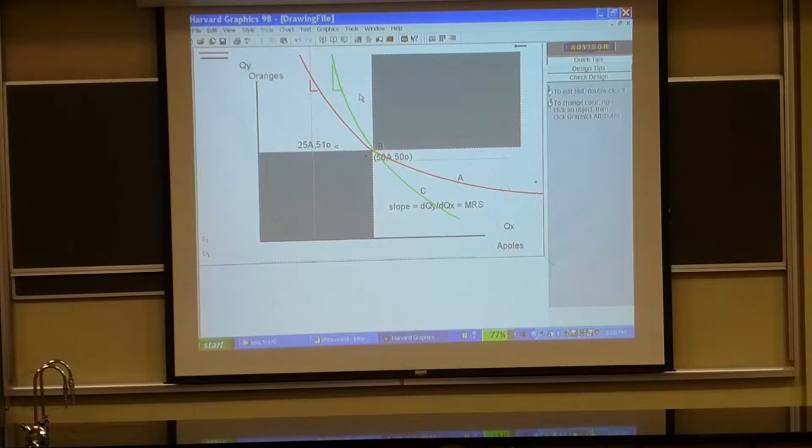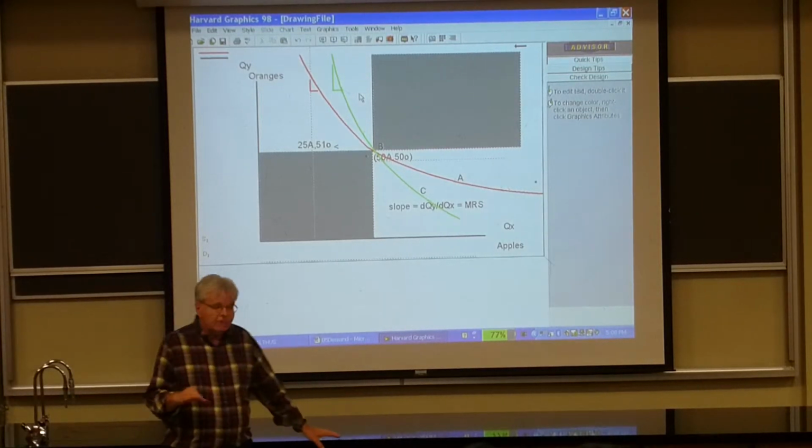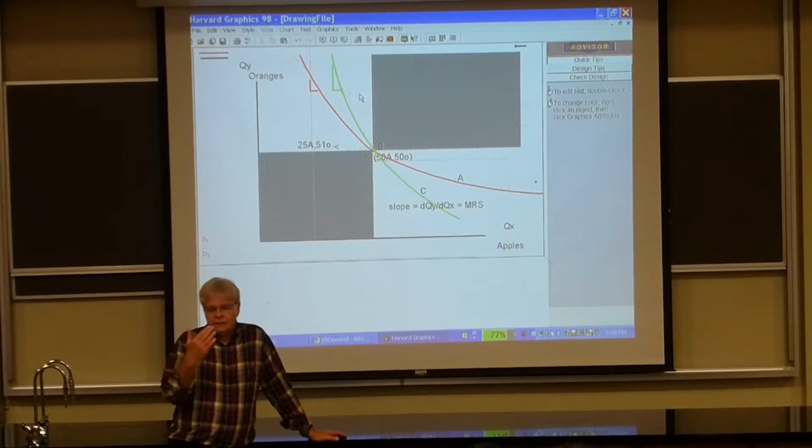In this class we're not going to be too worried about this, but I expect you to understand that. Essentially, the shapes of the indifference map can be flatter or steeper depending on whether the person prefers y or x.